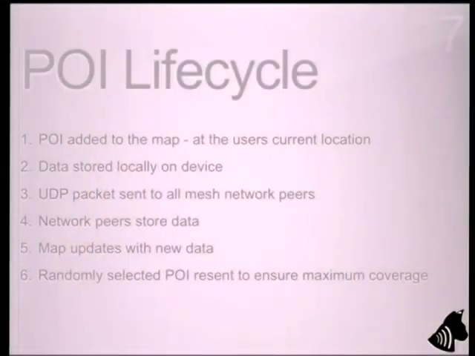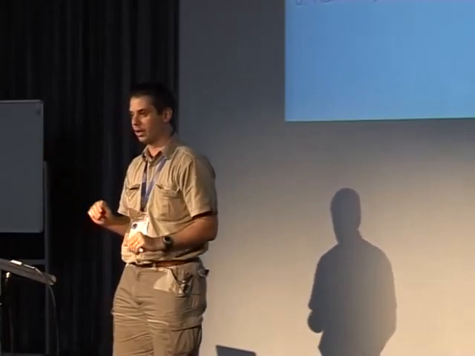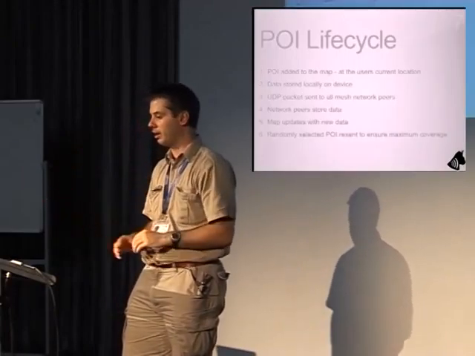So in terms of the point of interest life cycle, where the user currently is, there's a transient point of interest that shows where the person is. The data gets stored locally on the device. The device then sends out periodic UDP packets to any other neighbours on the mesh, who then go, I'll now cache that locally, and that's now available for me to rebroadcast out.